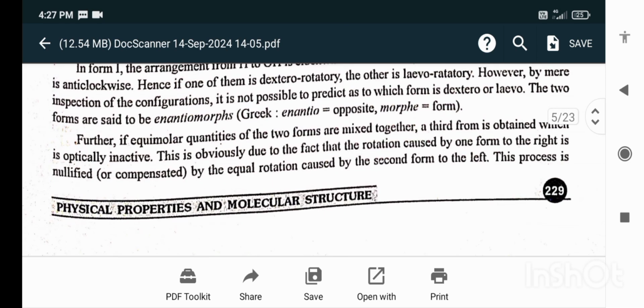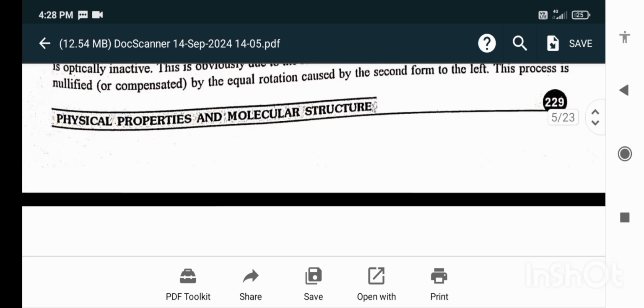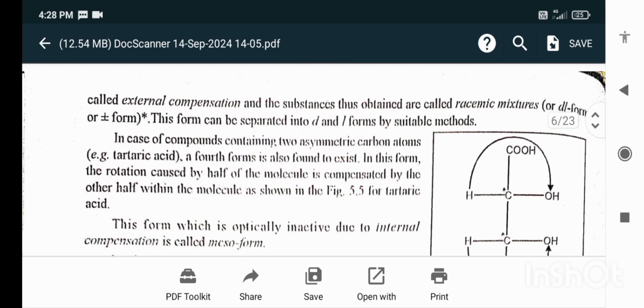Further, if equimolar quantities of the two forms are mixed together, a third form is obtained which is optically inactive. This is obviously due to the fact that the rotation caused by one form to the right is neutralized by equal rotation caused by the second form to the left. This process is called external compensation, and the substances thus obtained are called racemic mixtures. This form can be separated into D and L forms by suitable methods.